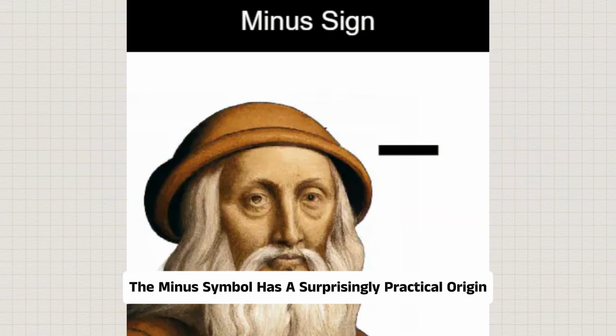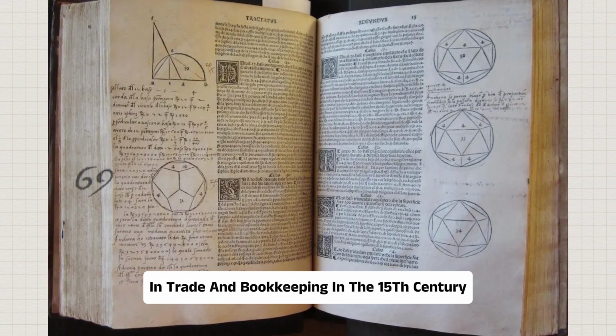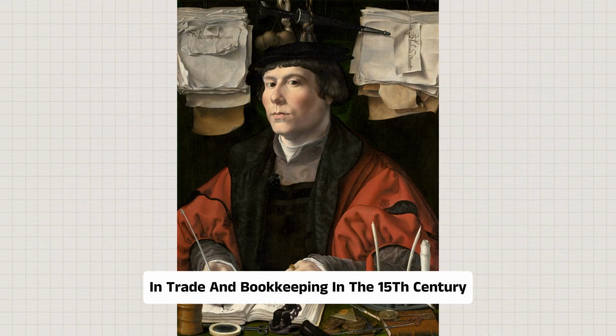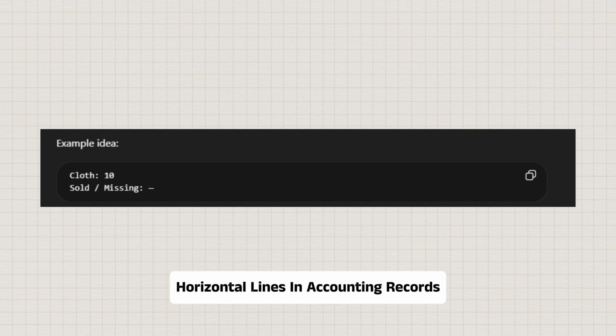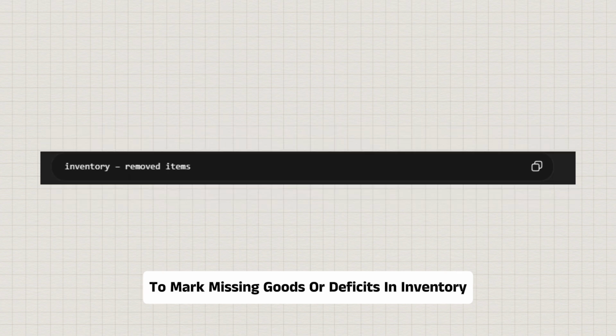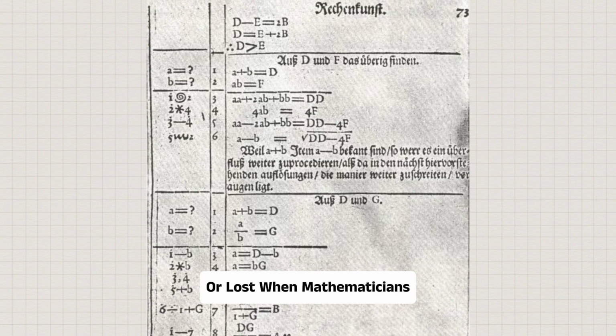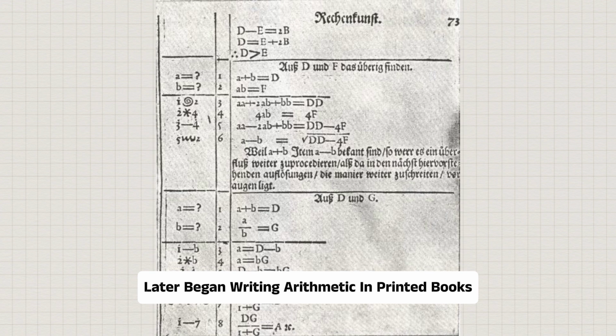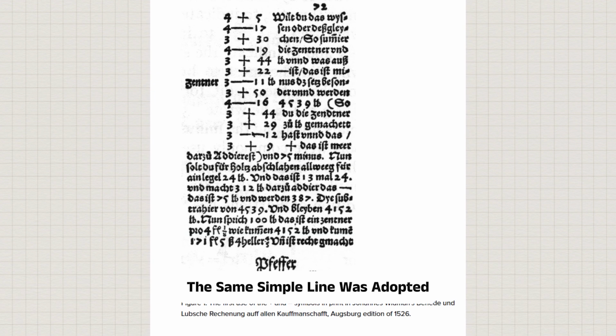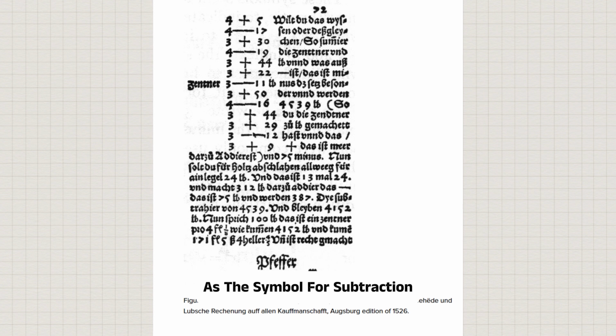The minus symbol has a surprisingly practical origin in trade and bookkeeping. In the 15th century, European merchants used short horizontal lines in accounting records to mark missing goods or deficits in inventory. These marks helped traders quickly see what had been removed or lost. When mathematicians later began writing arithmetic in printed books, the same simple line was adopted as the symbol for subtraction.